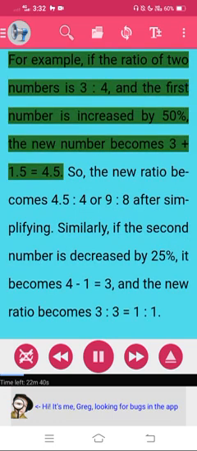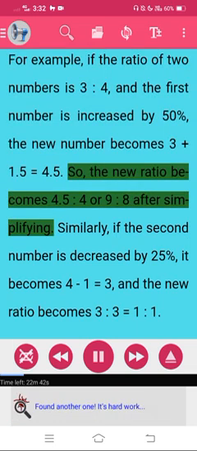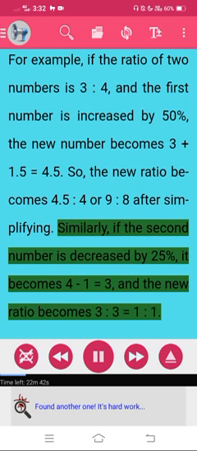For example, if the ratio of two numbers is 3:4, and the first number is increased by 50%, the new number becomes 3 plus 1.5 equals 4.5. So, the new ratio becomes 4.5:4, and 9:8 after simplifying. Similarly, if the second number is decreased by 25%, it becomes 4 minus 1 equals 3, and the new ratio becomes 3:3 equals 1:1.